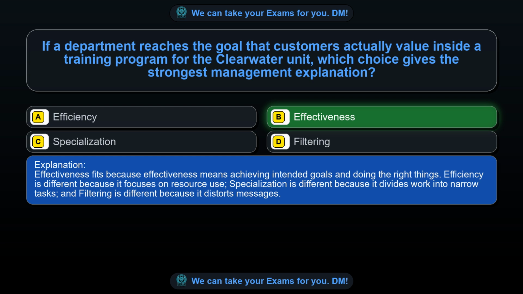Effectiveness fits because effectiveness means achieving intended goals and doing the right things. Efficiency is different because it focuses on resource use. Specialization is different because it divides work into narrow tasks, and filtering is different because it distorts messages.